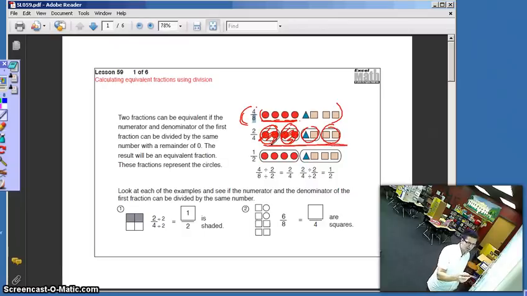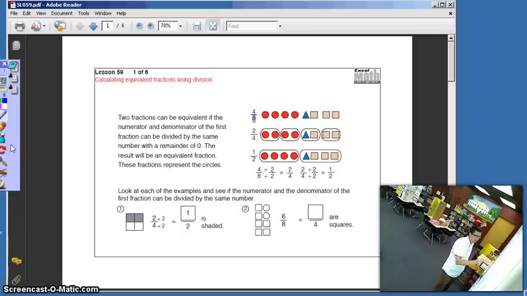I can also divide that last one. Let me get that out of the way. I can divide 2/4 by 2, and so I end up with 2 groups here. Here's one group and 2 groups. The 8 divided by 2 is 4, and 2 divided by 2 is 1. So 2/4 is equal to 1/2.